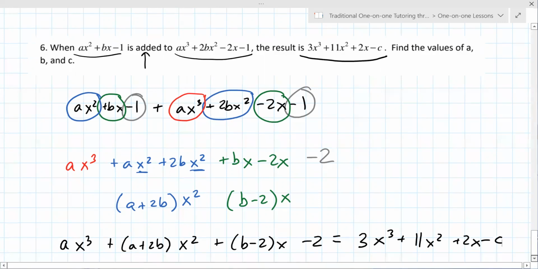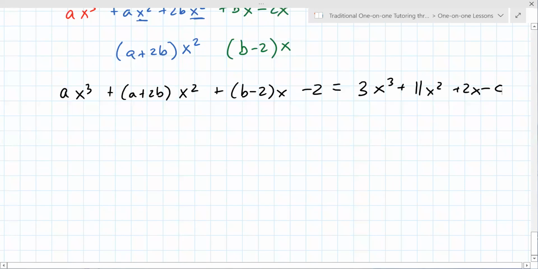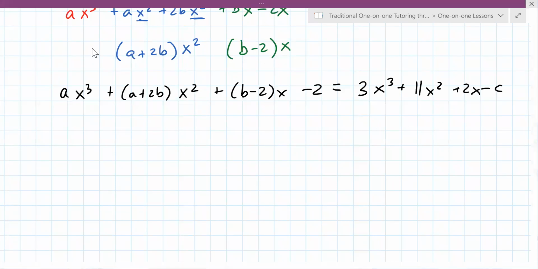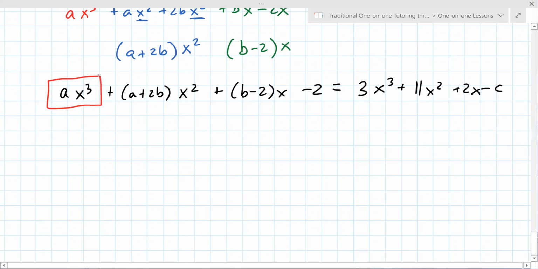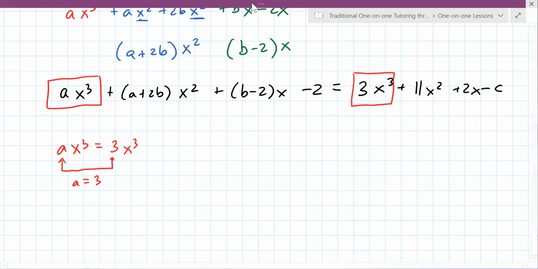From this point forward, you match things up. If they're the same, they have to be the same on the left and the right. So it's ax cubed equals 3x cubed. If ax cubed equals 3x cubed, do you see that a equals 3? Okay, no big deal.